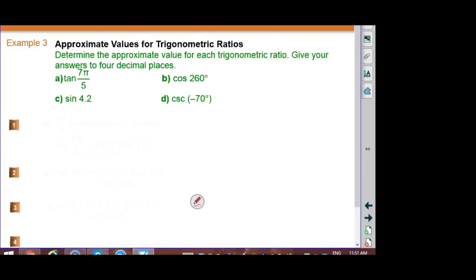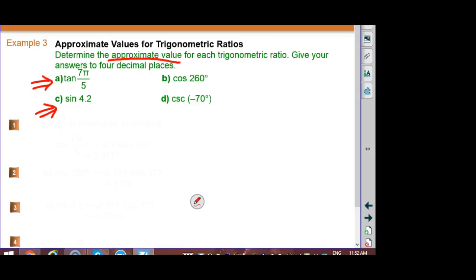Okay, example 3 says determine the approximate value for each trig ratio. As soon as we have approximate value, that usually just means you're using your calculator. Give your answer to 4 decimal places. The key here is that this one is in radians because it doesn't have a degree sign, so don't get tricked by the sign in front. These two are in degrees. Our calculators are always in degrees, but we can switch them to radians by going into your mode. For these ones, you're going to have to switch them to radians.